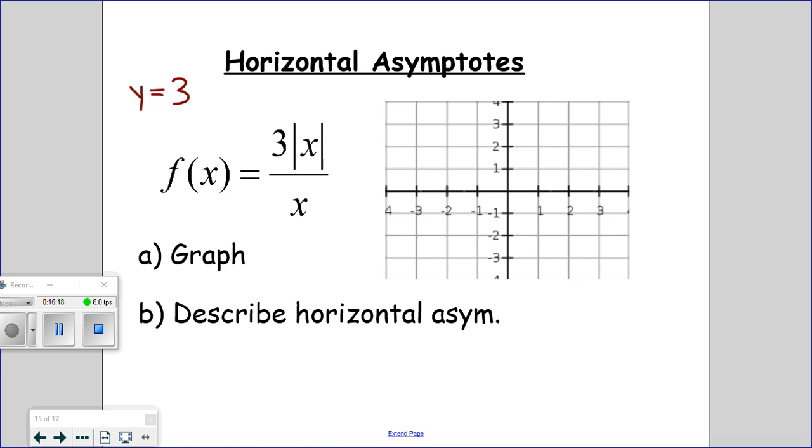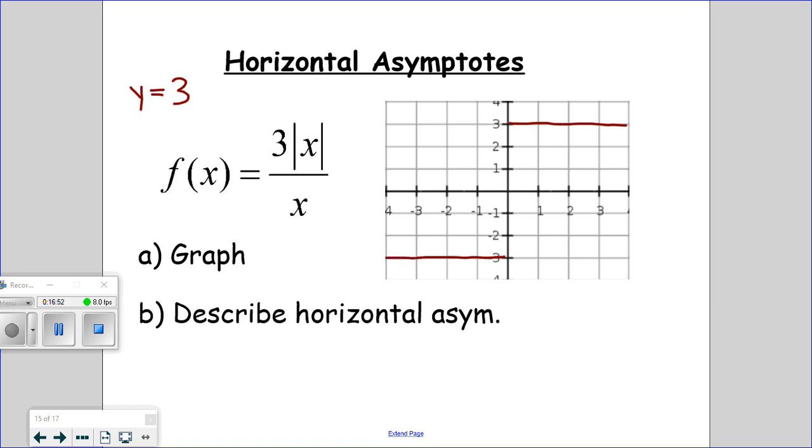If x is 1, we'd have 1 here and 1 here, and our answer would be 3, and we'd be up here at 3, right? Good horizontal line. But look what happens when we start plugging in negative numbers. What if I were to plug in -1? If I put a -1 here, that's 3. Put a -1 here, it's now -3. So can you see on the negative side that the line is going to end up being down at -3 instead of +3?